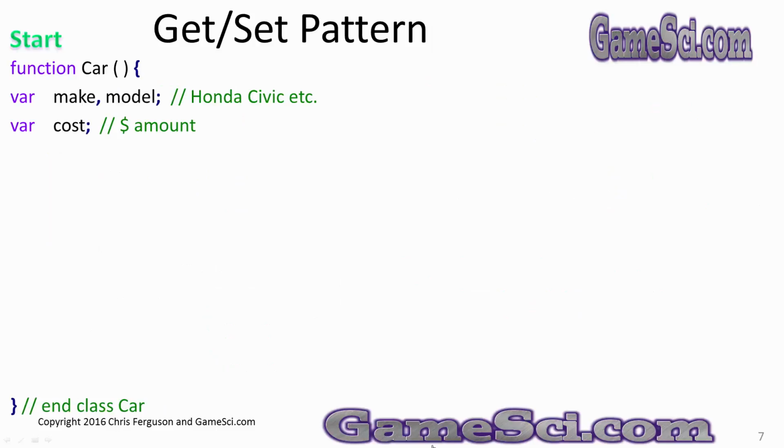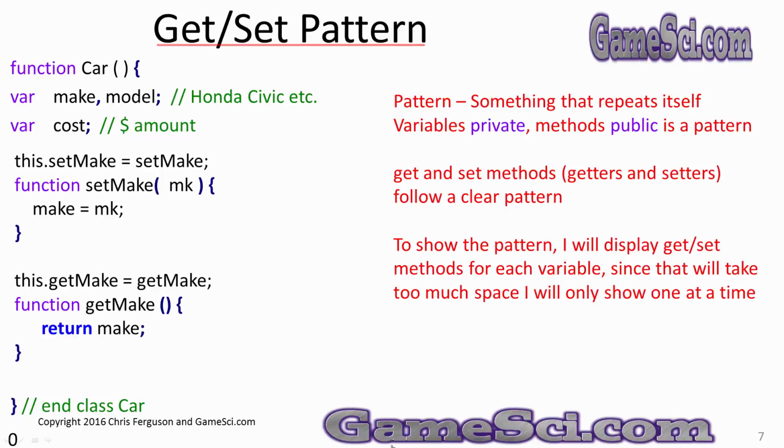Get and set pattern. There is a get and set pattern to these things. I want to go through this slide quickly and show you what the get and set pattern is. A pattern is something that repeats itself. Variables private and methods public is a pattern. Get and set methods, getters and setters, follow a clear pattern. To show the pattern, I will display get and set methods for each variable. Since that will take too much space, I'll only show one at a time.